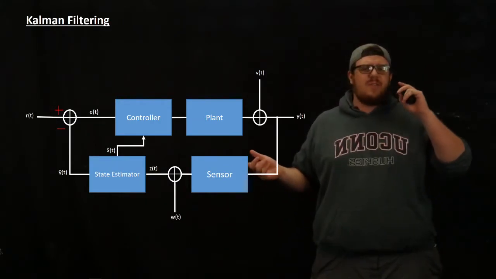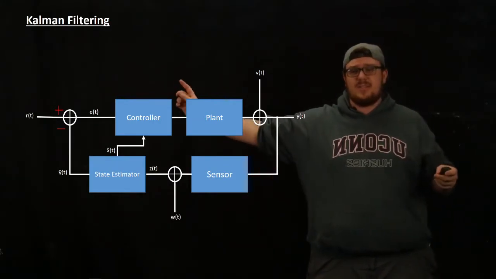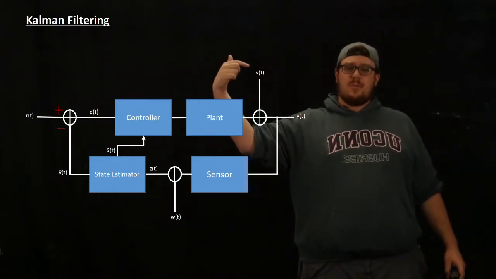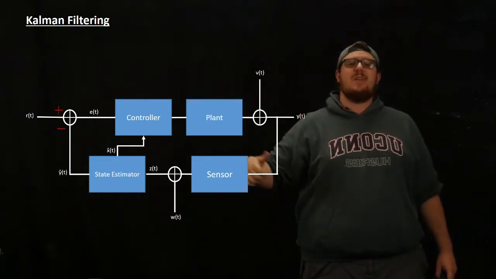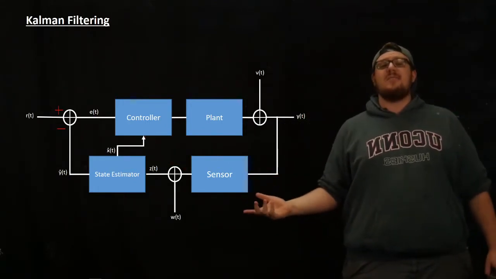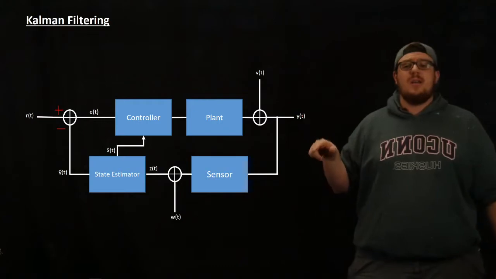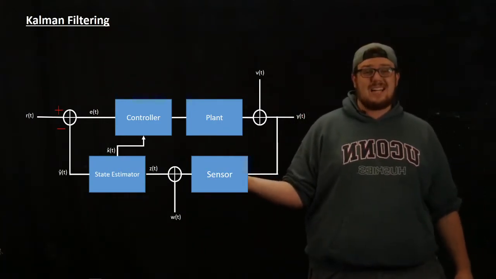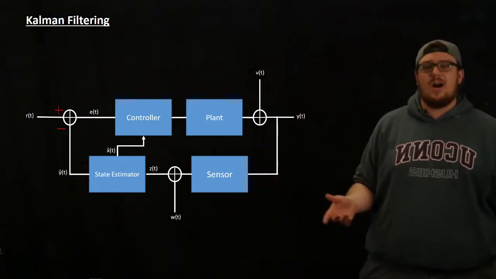This is a feedback controller. You have a set point R of T, your output Y of T, you have some process noise being fed in here, V of T, your plant, your controller, and then a sensor that is trying to sense your output. Now the sensor for the output also has some noise on it because you don't know exactly the kind of function that's going on here.